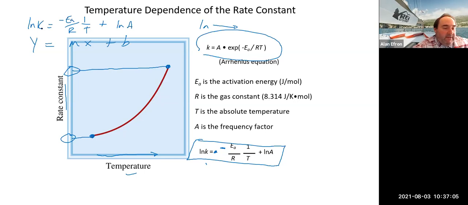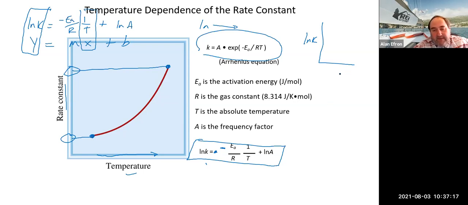So a very typical Arrhenius plot, as we will see shortly, is on the y-axis, we graph the natural log of k. On the x-axis, we graph 1 over the temperature in Kelvin.